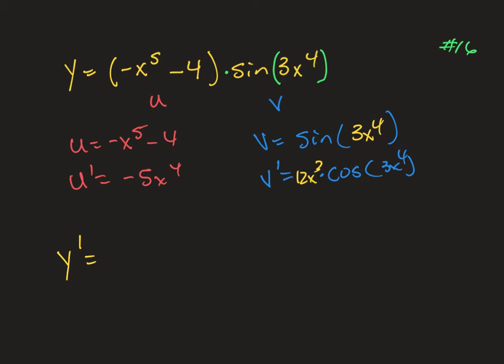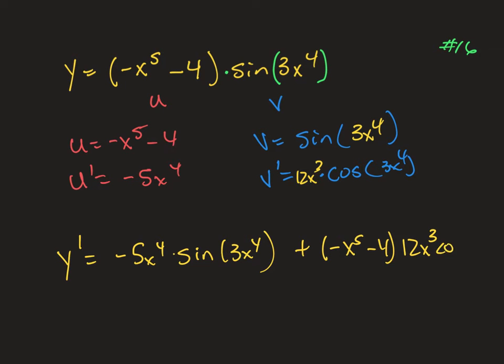That's our goal. So y prime is going to be v times u prime. So that's negative 5x to the fourth for the u prime, times sine of 3x to the fourth, plus u times v prime. So what do we have here? We've got negative x to the fifth minus 4, that's the u, and then the v prime is 12x cubed cosine of 3x to the fourth.